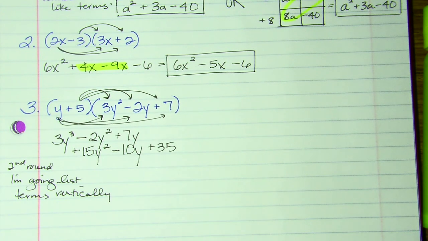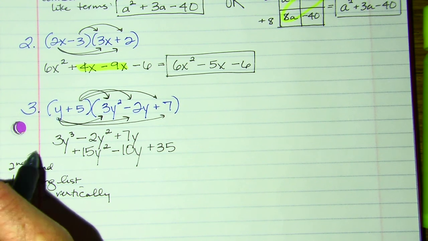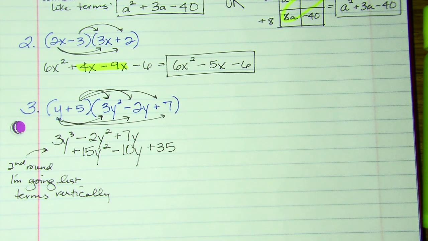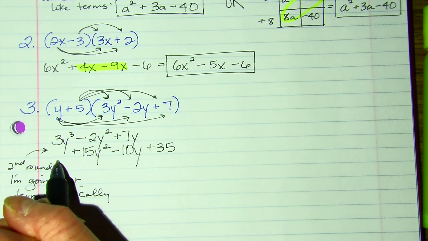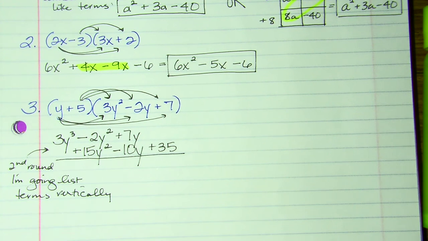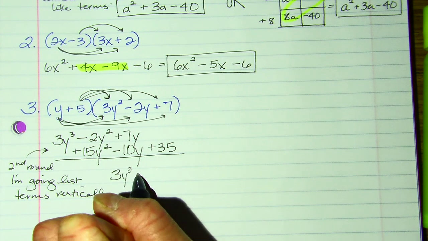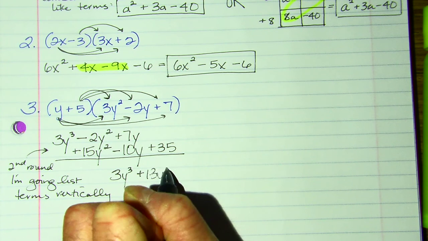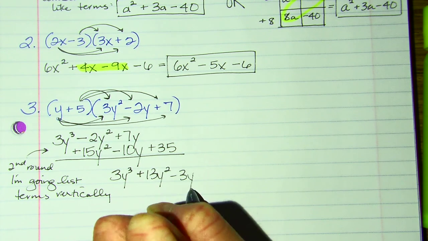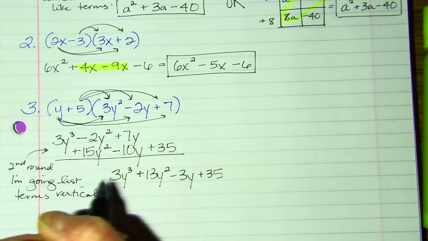And maybe you'll see the way I like to do that is that my like terms are already set up that way. Okay, so I wrote them underneath. And then I'm simply going to now combine and bring things down. So I get 3y cubed plus 13y squared minus 3y plus 35.